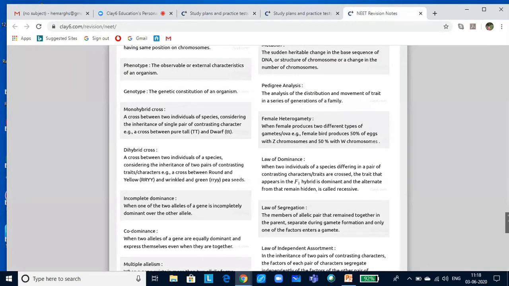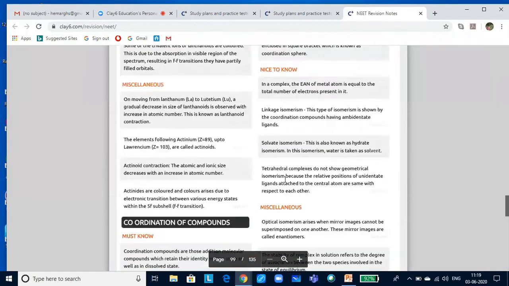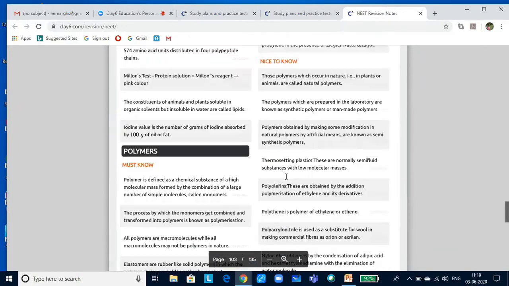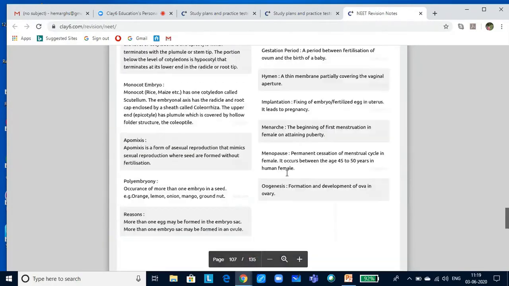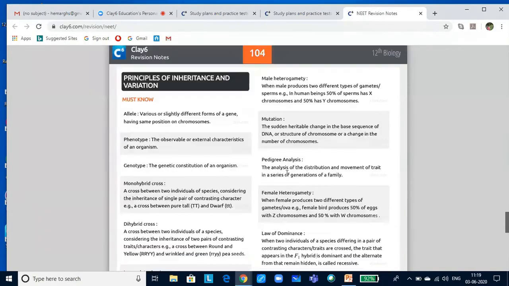This is the NEET revision notes prepared by the tutors to learn for your NEET exams, and the entire 10 textbooks have been summarized into 135 pages for you to understand better, so that you know how to answer and revise before you go to the exams in a very precise and comprehensive manner. Today we will be doing this lesson, principles of inheritance and variation. In the beginning we have given you all the important definitions which you are expected to learn.